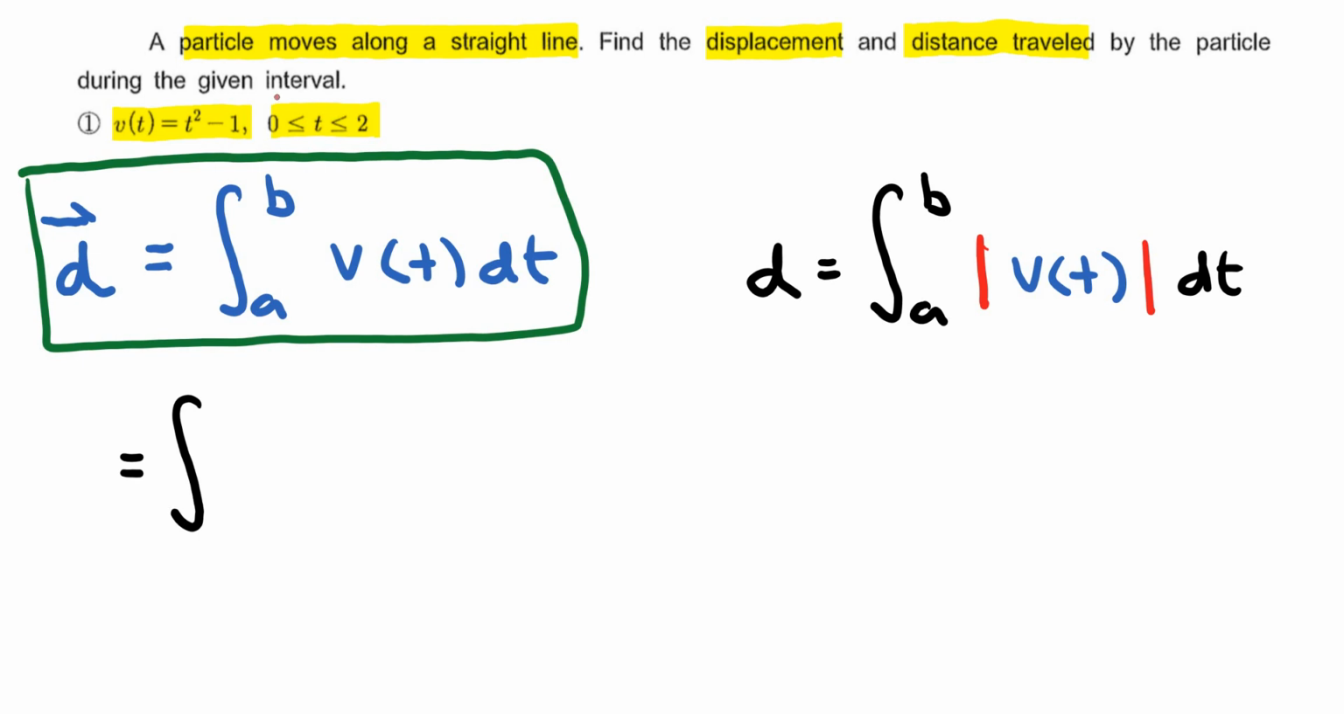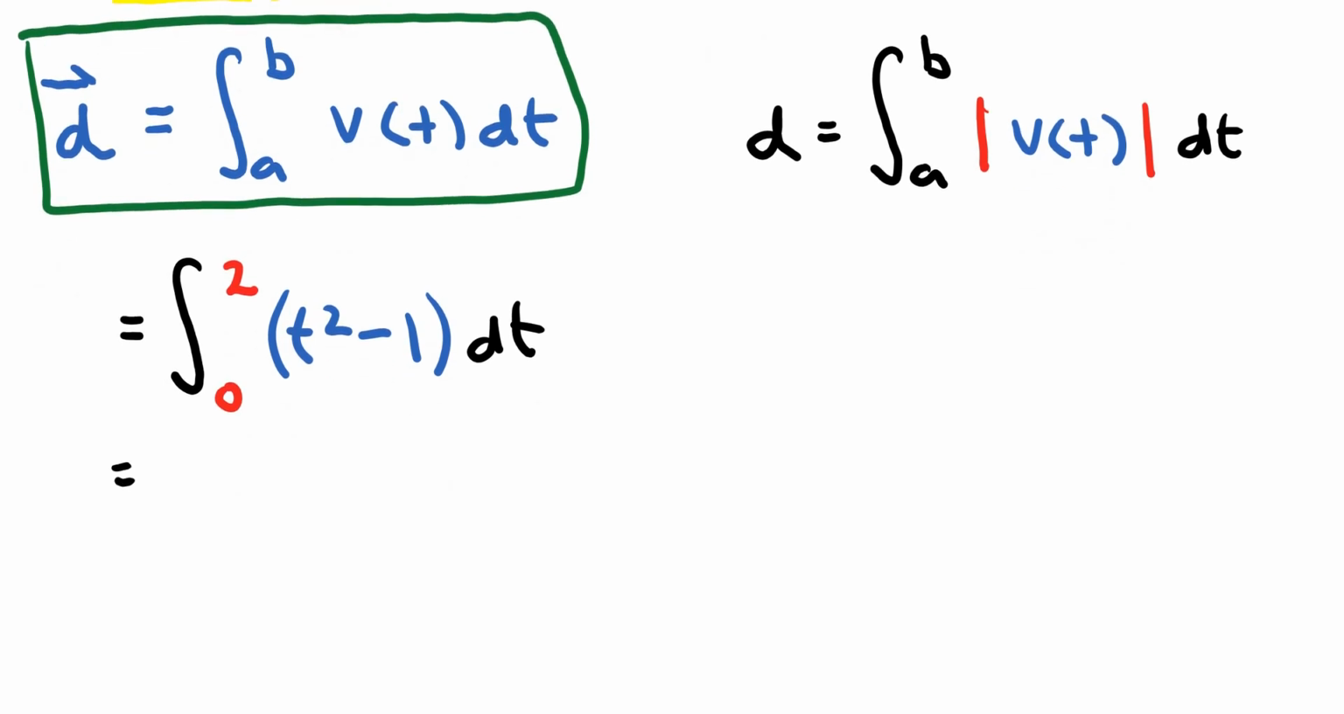Your lower bound is going to be 0, and your upper bound is going to be 2. So it's going from 0 to 2, and your velocity function is t squared minus 1. I'll put that in a bracket, and we are integrating with respect to t. Now all you have to do is plug that into a calculator, and you should get the value of 2/3. So the displacement for the first 2 seconds is 2/3 for this particle.